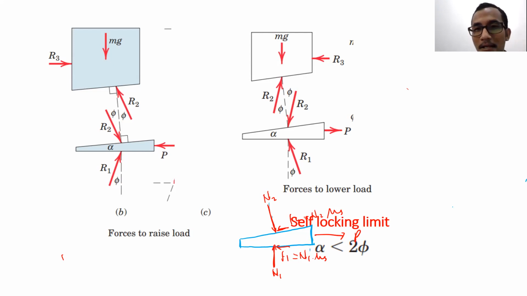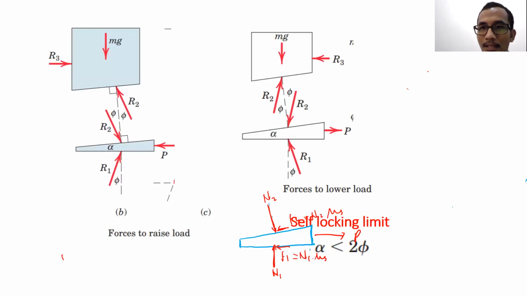No, sir. Why the self-locking limit is alpha is less than 2v? So 2v is the self-locking limit. If alpha is bigger than 2v, it will not be able to self-lock.